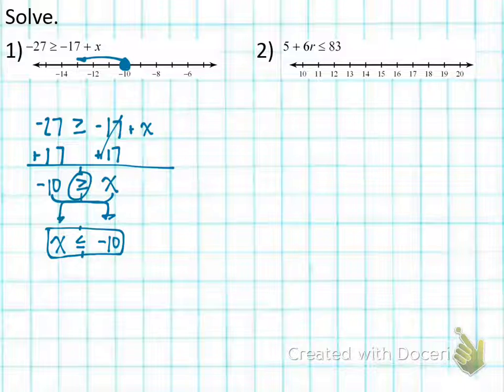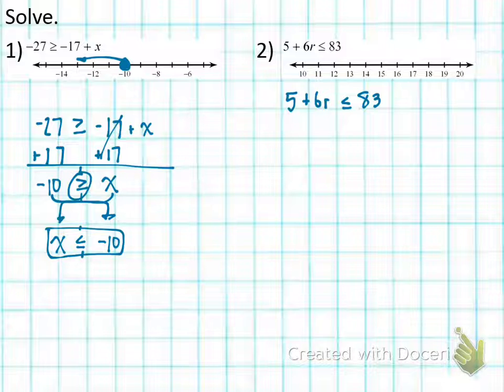Number 2. Okay. I don't have space up there, so I'm going to rewrite this underneath. 5 plus 6r is less than or equal to 83. So this one's a little harder, but we could still do it, right? We know SADMAP. The question says solve, so I know I use SADMAP.